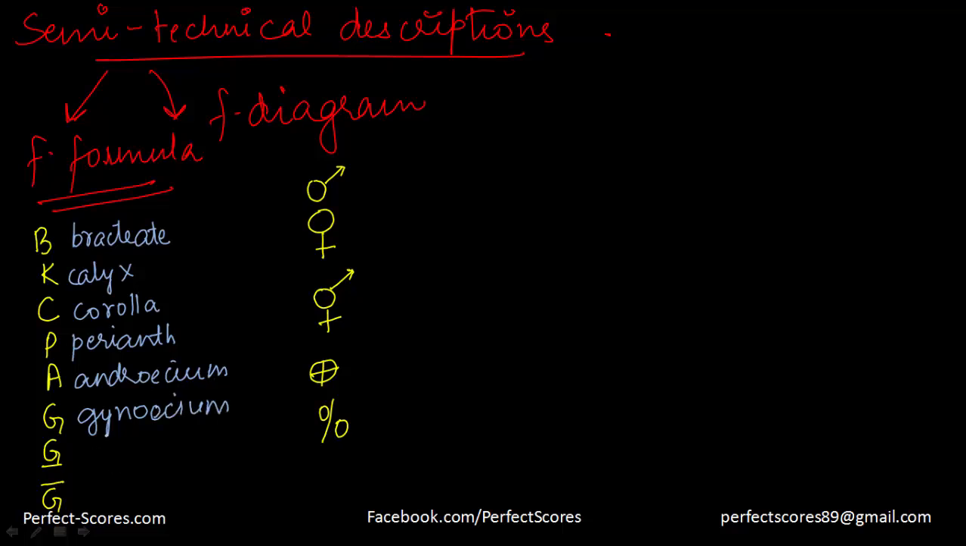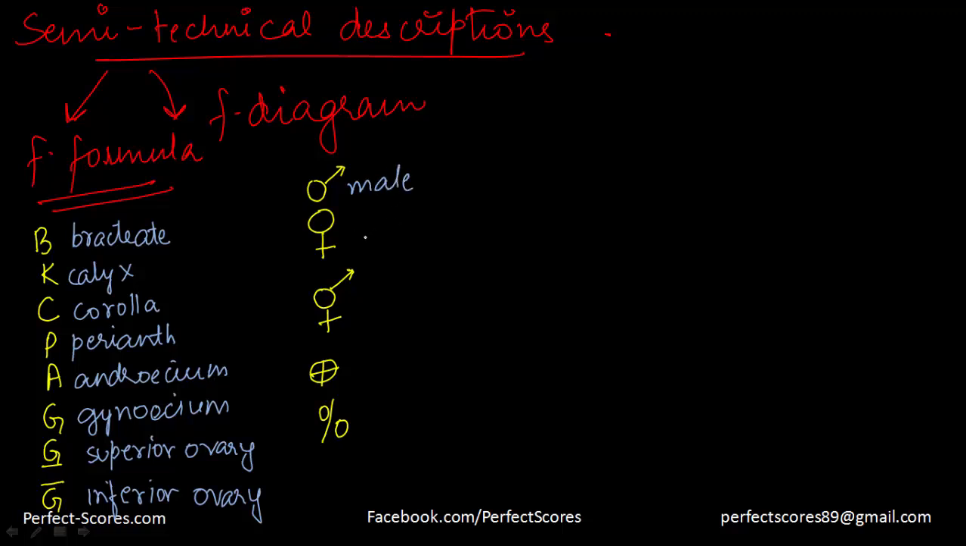And if G is underlined, it means it's a superior ovary. That means it's above everything else. And if there's a bar above G, that means it's an inferior ovary. Means everything is above G, above the ovary.